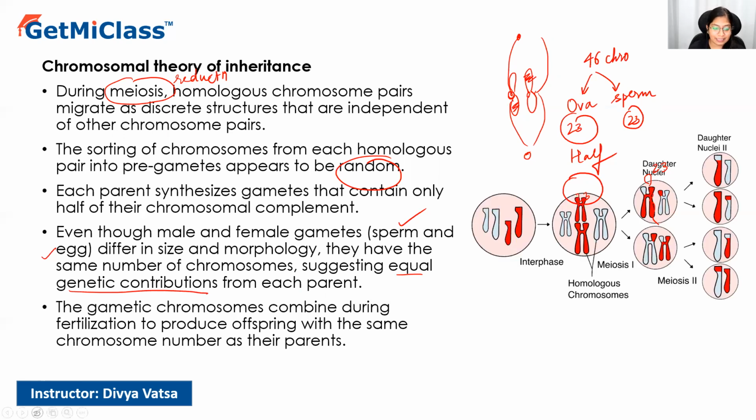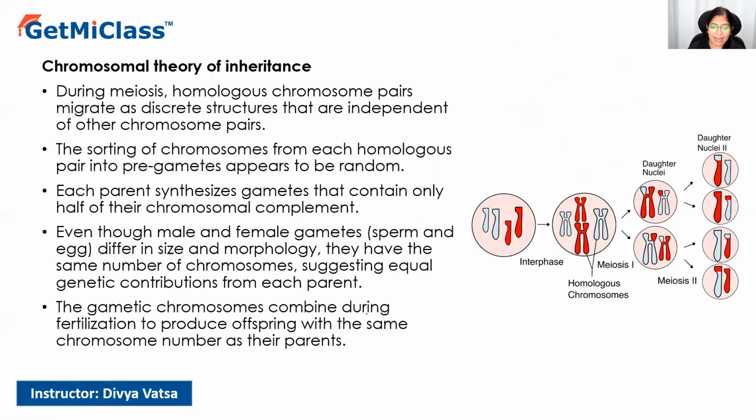Now, the gametic chromosomes combine during fertilization to produce offspring. This is what will happen, right? There is one set of chromosomes, say from the sperm, and one set of chromosomes, the red color over here, from the ova or the ovum. Both of these will then join, and homologous chromosomes will be formed.